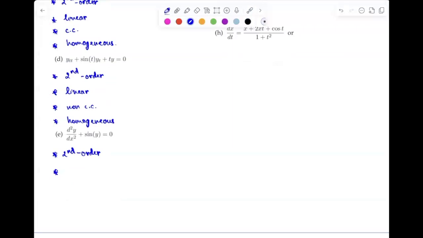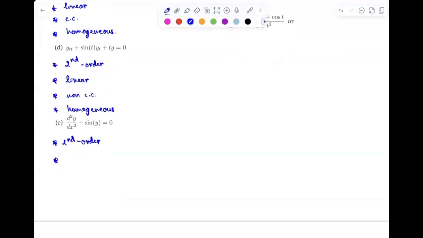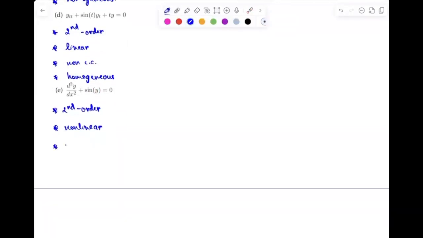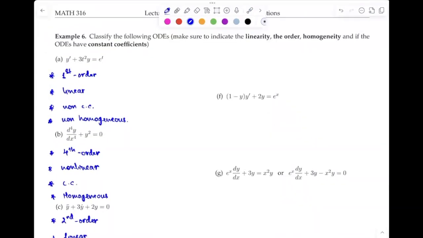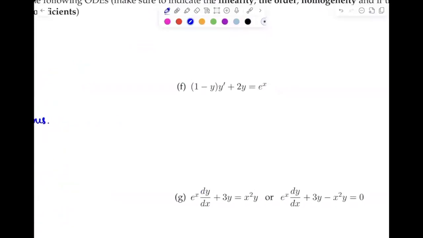Now for E, this is second order as well, and this is a nonlinear differential equation. The nonlinear term is here, psi of y. It's a nonlinear term. This is with constant coefficients. And this is a homogeneous differential equation. F, you saw this already earlier. This is a first order differential equation. This is a nonlinear differential equation due to this nonlinear term right here, y times y prime. This is with constant coefficients.